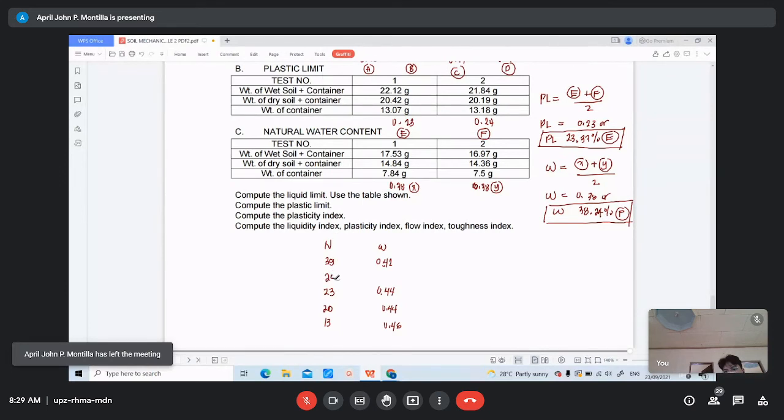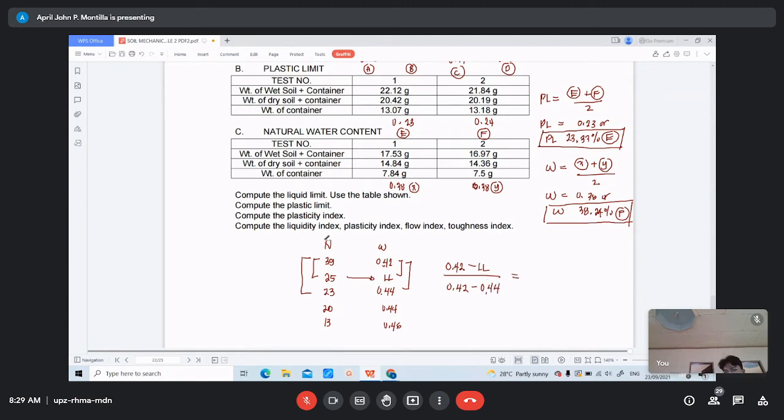So dyan natin siya ilalagay. So iproproject lang natin dyan, yun yung liquid limit. So ang gagamitin nyo lang ay yung nasa tabi ng 25. So ito yung ima-minus natin for the ratio and proportion. Yung dalawang tabi ni 25. So 39, 23. So that is by ratio proportion, 0.42 minus LL over 0.42 minus 0.44.